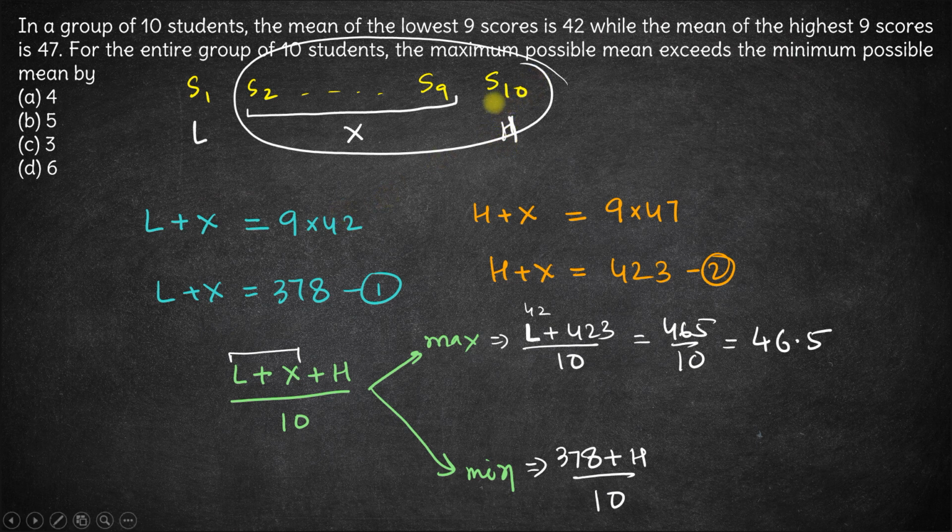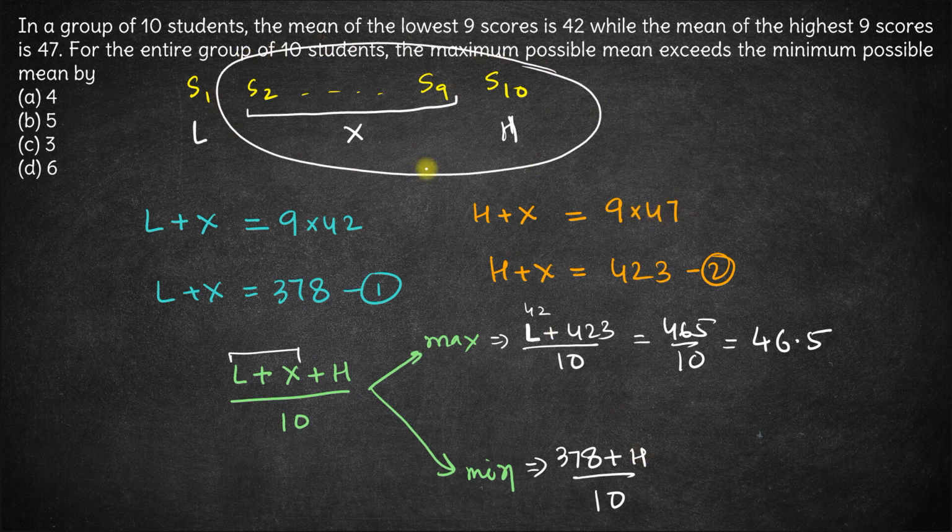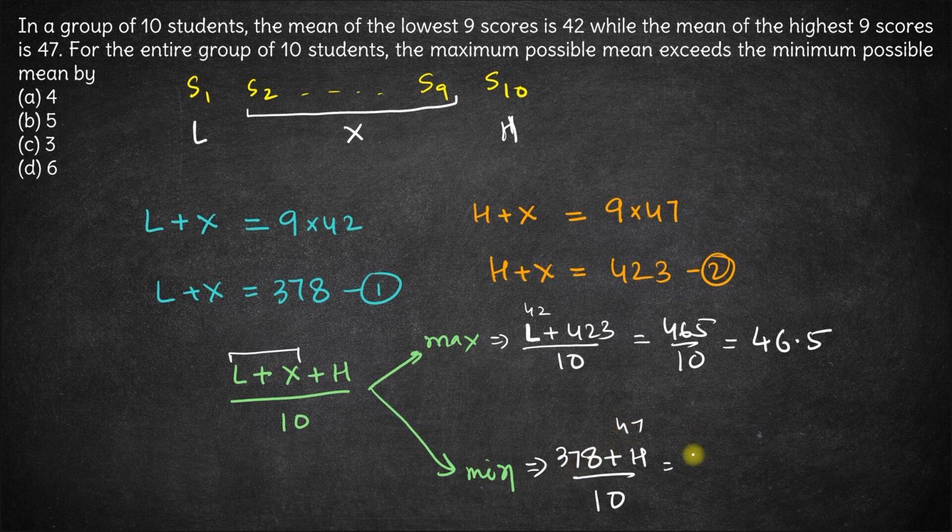Hence, we are not considering the highest possible marks of H or the lowest possible marks of L. There is a limit to how high L can be and how low H can be, so we are considering those limits here. The lowest possible value of H is 47. If the average of all these numbers is 47, how can the highest be less than the average? It cannot be. So we have 378 plus 47, which is 425, by 10, which comes out to be 42.5.